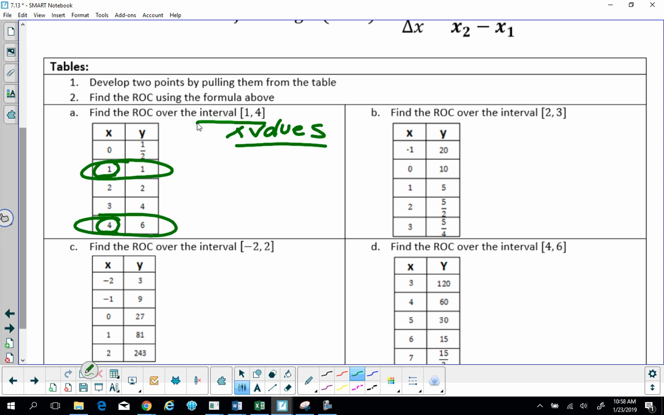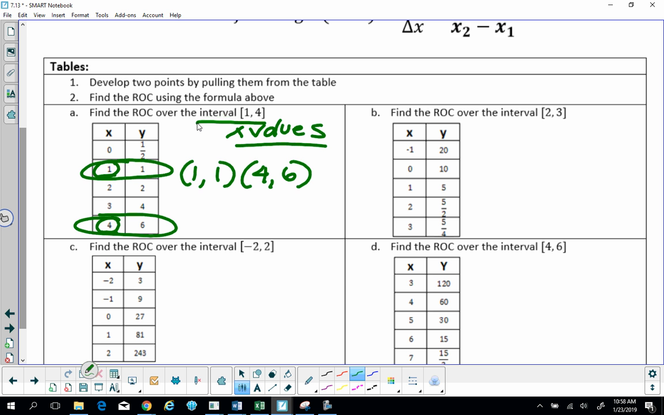I don't want you to get confused because it's not saying 1, 4. It's telling you to find the rate of change over that interval. So all you do is write them as points, 1, 1, which is right here, and 4, 6. Does everyone get that first part? First, I wrote them as points.